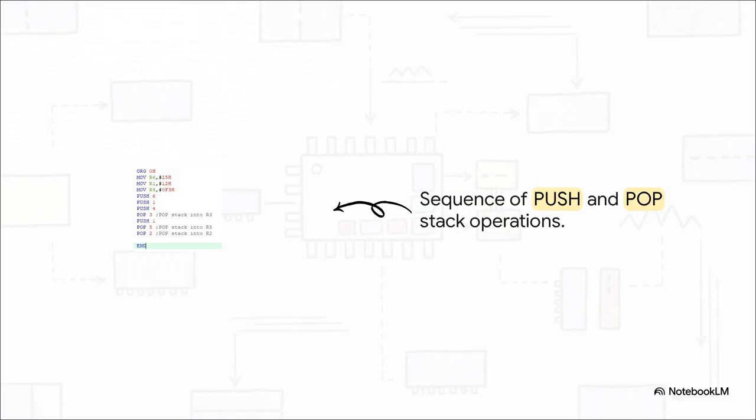Now look at what happens when we hit the pop instructions. The first one is pop 3. Because the stack is last in, first out, the value that was originally in R4 gets popped off the absolute top of the stack and is placed directly into R3. Make sense? Then maybe we push R1 again and follow with more pops into R5 and R2. The trick here is tracing exactly what value is sitting on top of the stack at each individual line of code. That's how you beat this on the exam. Do not rush it. Sketch it out.